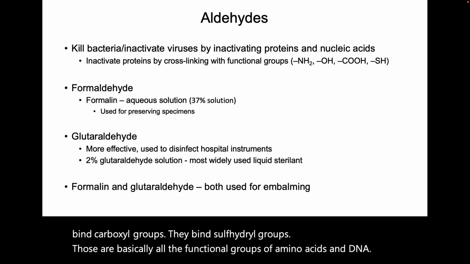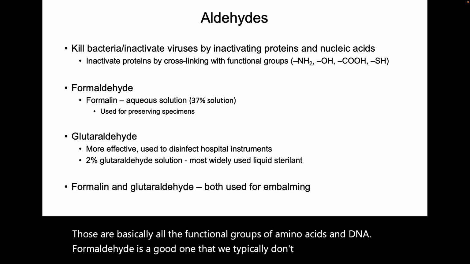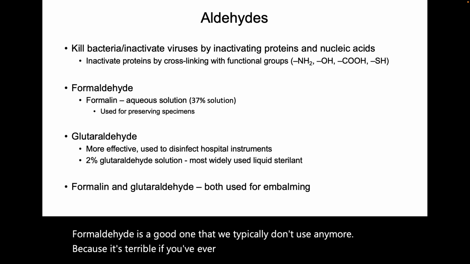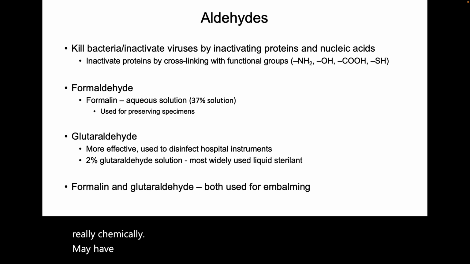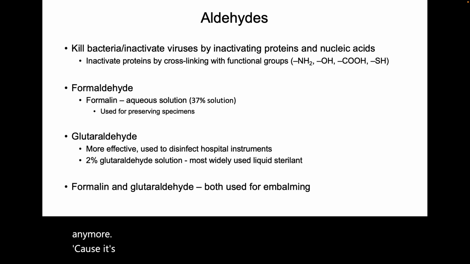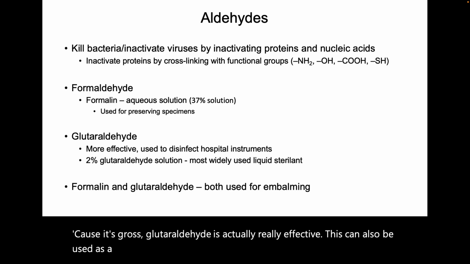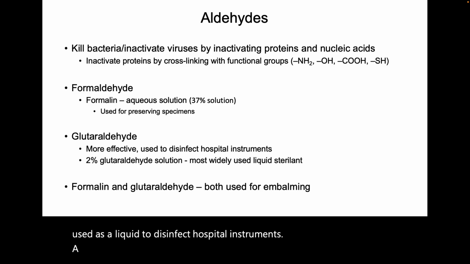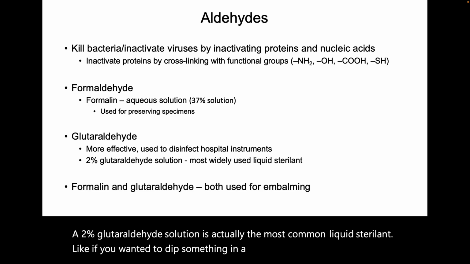Formaldehyde is a good one that we typically don't use anymore because it's terrible. If you've ever dissected something that smelled really, really chemically, it may have been preserved in formaldehyde. We try not to use that anymore because it's gross. Glutaraldehyde is actually really effective. This can also be used as a liquid to disinfect hospital instruments. A 2% glutaraldehyde solution is actually the most common liquid sterilant. If you wanted to dip something in a liquid sterilant, glutaraldehyde is really good.